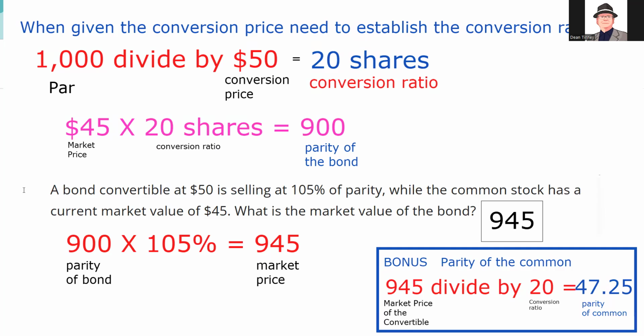Remember, the stock right now is 45. So if I were your broker, I'd say, listen, if we buy this convertible bond for 945, right now the stock is 45, and parity on the stock would be 47.25. So we're hoping the stock maybe goes to 50, anywhere above 47.25. It makes some economic sense.